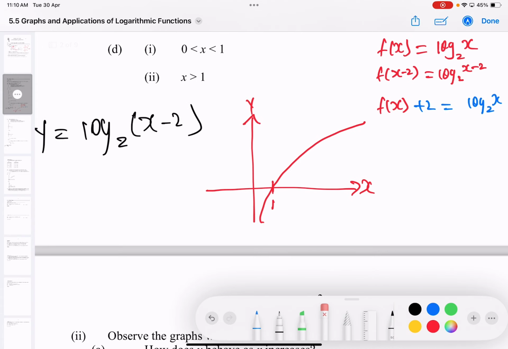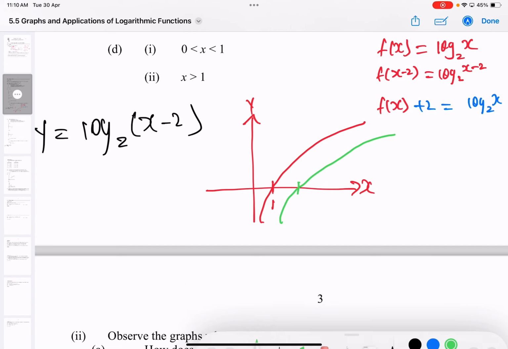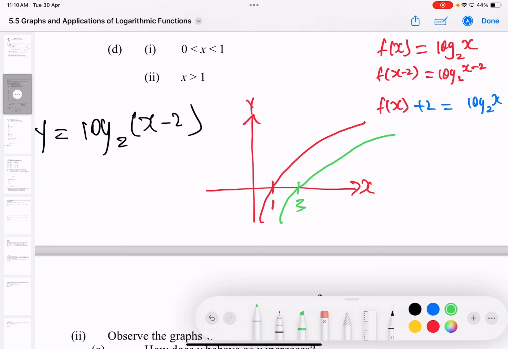Okay, so I'm going to draw in a different color. I need to shift it to the right. So my graph will look like this. Instead of 1, this will be 3. Okay? So this is the graph of y equals log base 2 of (x minus 2).